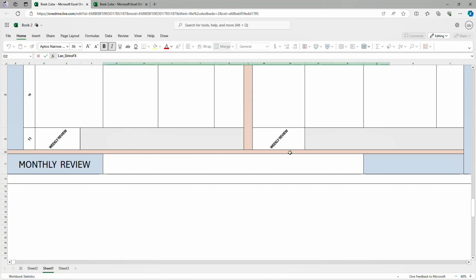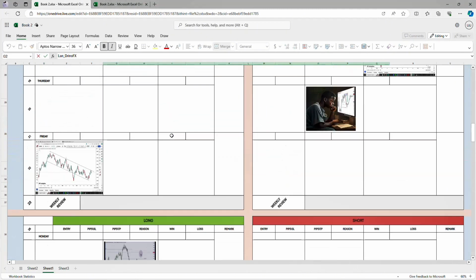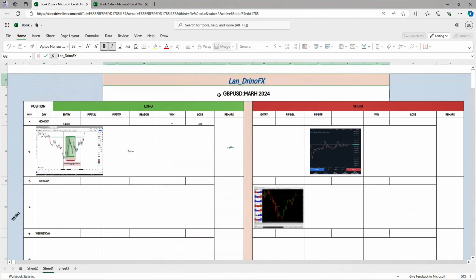Okay, so let me walk you through. Let us say, for example, for the first week, you want to trade on the GBP USD. Now, this is your position here, long position. You are buying.